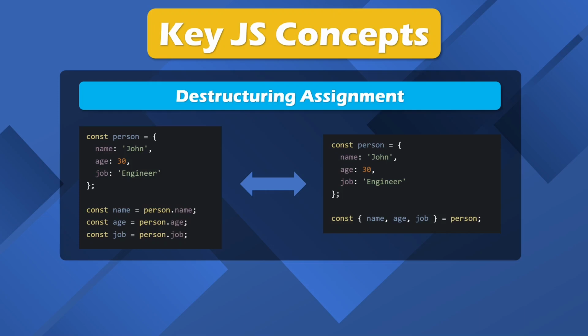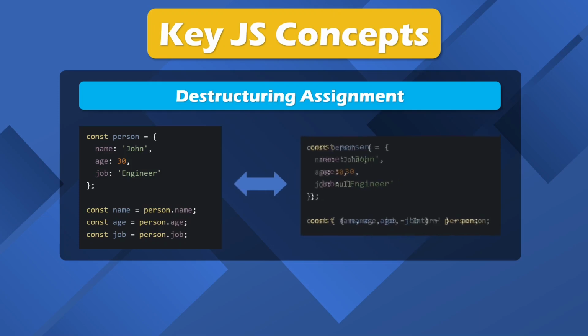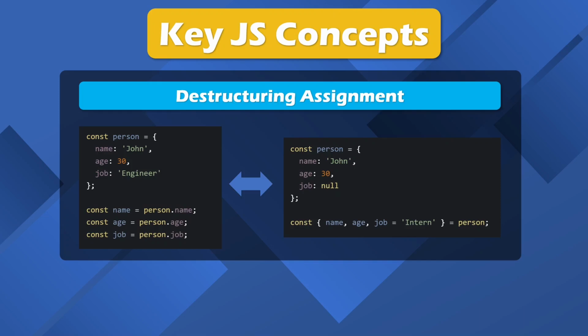You can also assign default values when we are destructuring the assignments. For example, if the job information is not available, you want to default the job to intern, and that's how we can do it. As you can see, in the person, job is set to null. But when assigning, we are saying that, okay, if job does not exist, please use the value intern. And so name will have value John, age will have 30, and job will be set to intern because it is null in person.